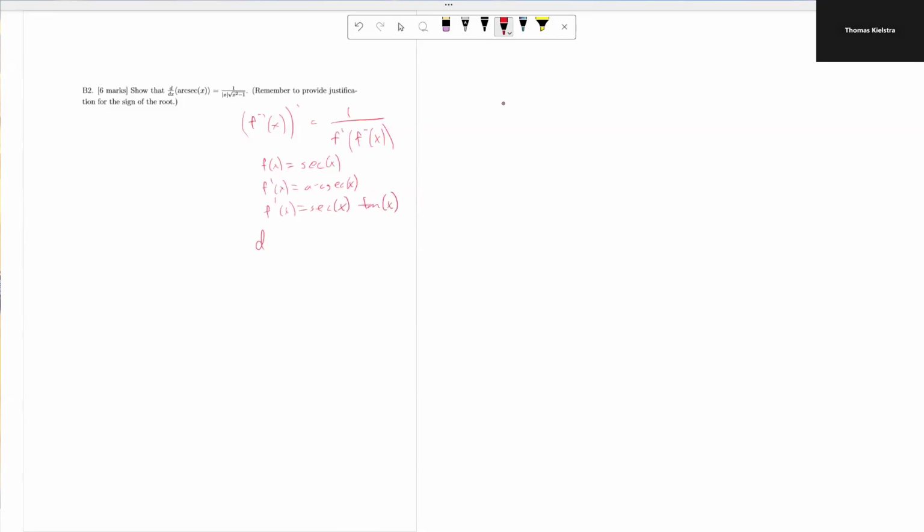So the derivative with respect to x of arc secant x is equal to 1 over, and now I'm plugging arc secant x into secant x tan x. So it's secant of arc secant of x, tan of arc secant of x. Okay, and now I want to solve what this is.